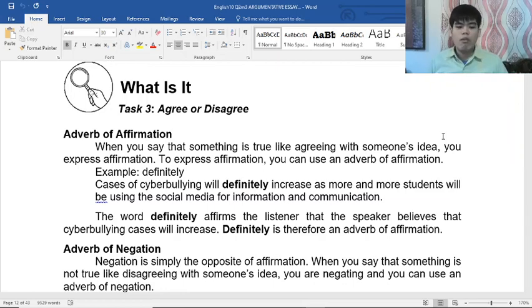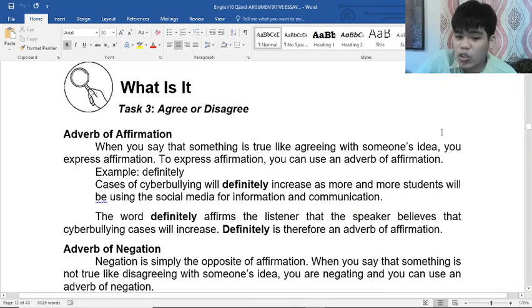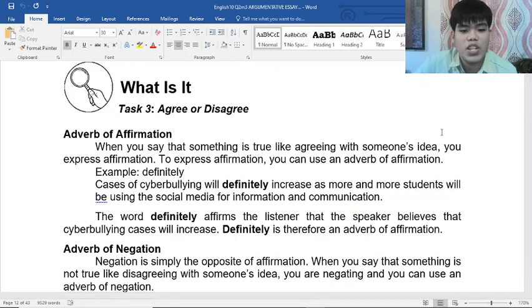So with that, we have what we call the adverbs of affirmation and adverbs of negation. So when you say something that is true, like agreeing with someone's idea, you are expressing affirmation, you're agreeing. To express affirmation, you can use an adverb of affirmation. Examples: yes, definitely, and others.